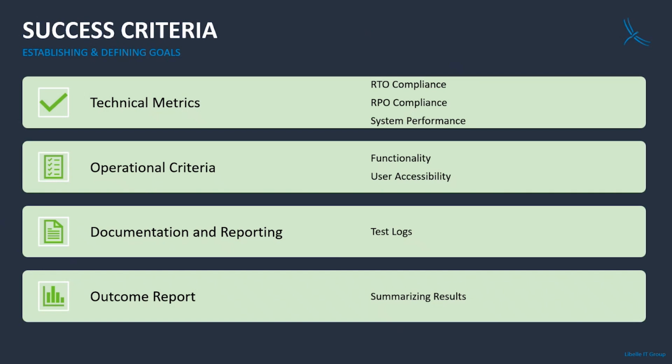Next, there are the operational criteria. So first, there's the functionality. Are the functions available that we need? Then there's the user accessibility. So can our users log in to the application and can they use the functions that they need? Next then is documenting and reporting the test. So if we run the test, what is the documentation that we need to produce?